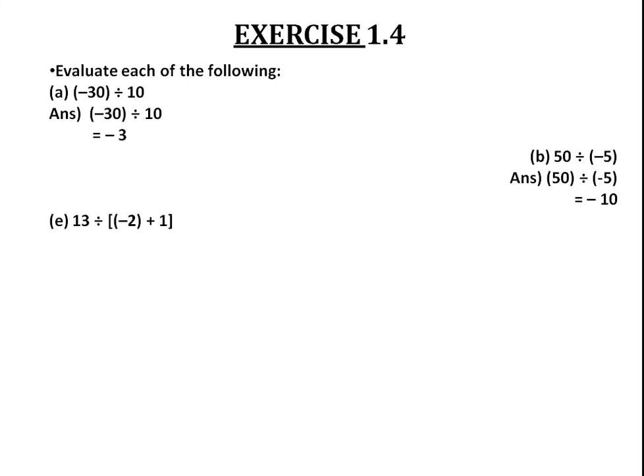Next one. Here you have a combination of operations. You can see a bracket there. First of all, let us read the question. 13 divided by negative 2 plus 1. So you will do negative 2 plus 1 first. What is negative 2 plus 1? You are applying the addition rule. One number is negative, the other number is positive. So you will subtract and give the larger number's sign. So it will be negative 1. 13 divided by negative 1. What is the answer? Negative 13.